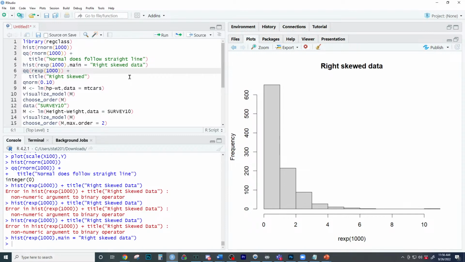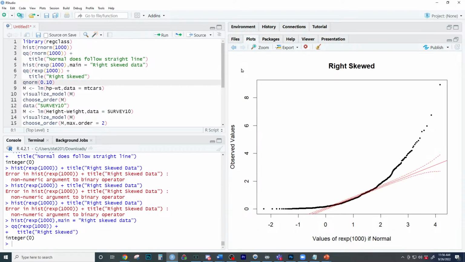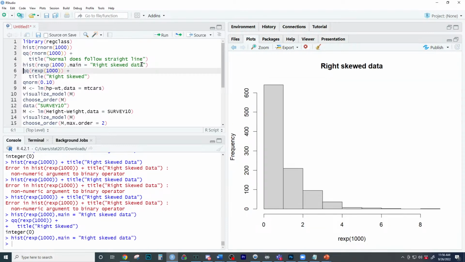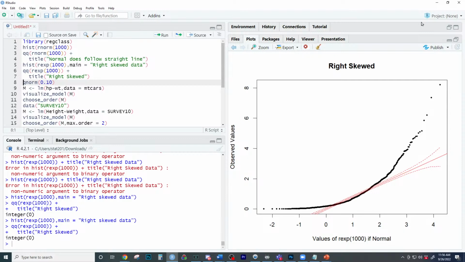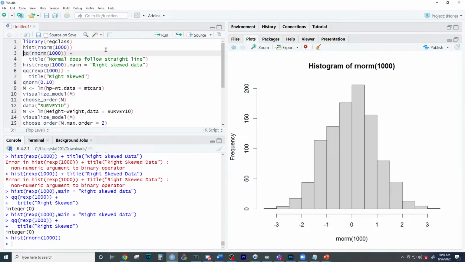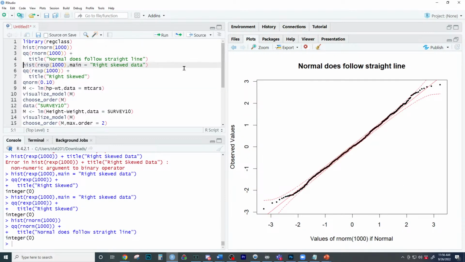So this is right skewed data. And now right here, this is the normal probability plot of right skewed data. So with this being right skewed data, it's pushed to the right. So this is the histogram of right skewed data. This is the normal probability plot of right skewed data. So the more the histogram is normal, the more it'll follow the straight line.